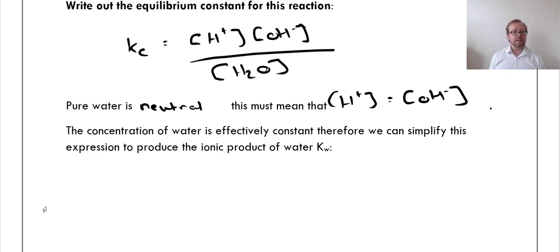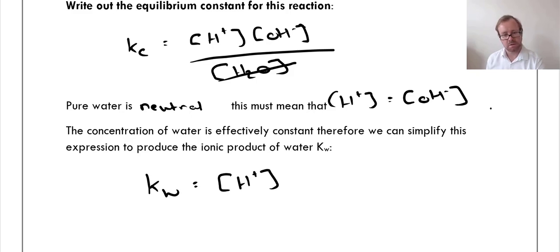And we can also say that the concentration of water is effectively constant, therefore we can simplify this expression to produce the ionic product of water. So I can get rid of this value and say that Kw equals the concentration of H+ times the concentration of OH-.